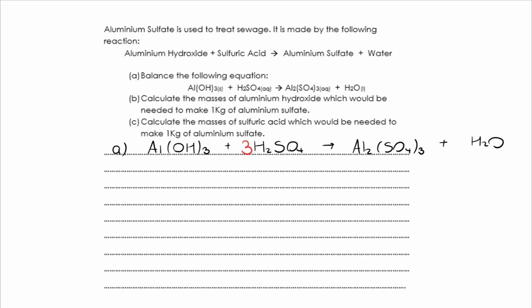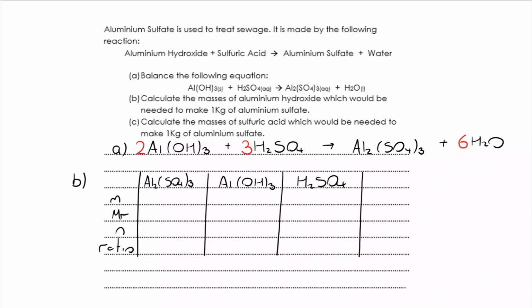I now have also got to deal with the fact that I've got 2 aluminiums on the right, so I need 2 on the left. And to finish off, I know that I need 6 H2O. Now, this is a slightly unusual question in the sense that you're being asked to do 2 reacting masses questions. I'm going to combine all of those into one table, but I will still do it as 2 separate calculations.